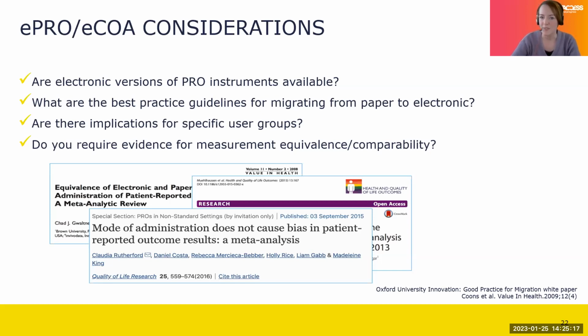And then thinking about very specific user groups. Is there anything about your group of patients that means that they need to see something differently on a screen in a different way? It could be eyesight issues, it could be dexterity, for example. And then finally, whether you require any evidence to demonstrate measurement equivalence between the paper and the electronic version, or more recently, the field is going towards thinking about measurement comparability. So what kind of evidence of comparability of paper to electronic scores might you need to produce? So there's some of the things that we are thinking about when we're designing our studies.